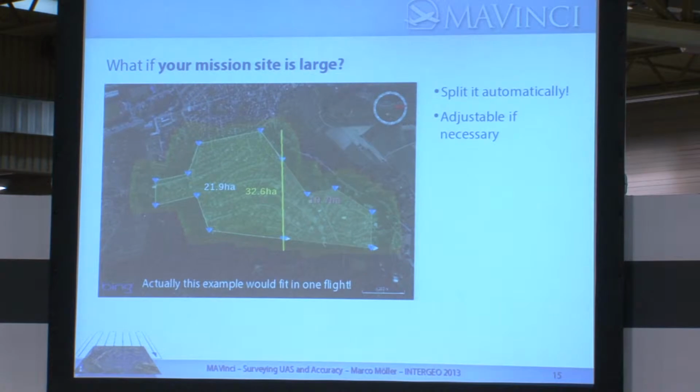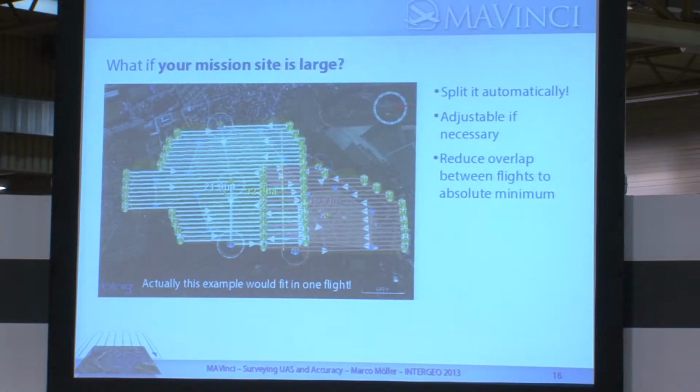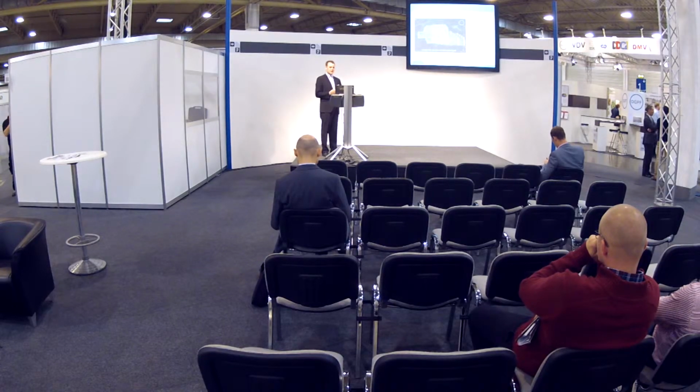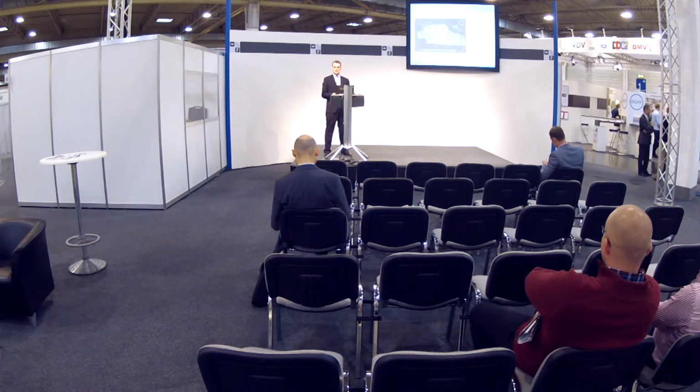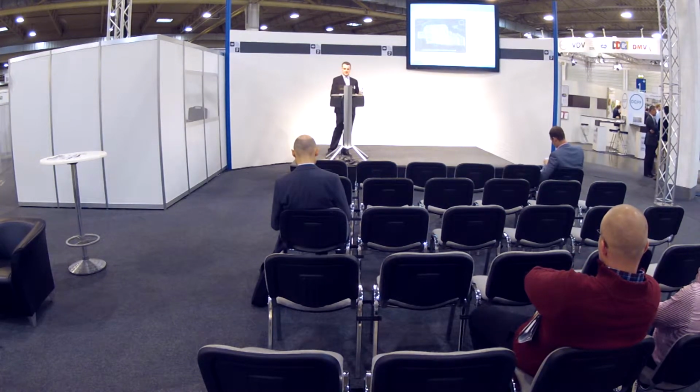Next question, what if you have a really large mission site? So I have here basically the same area as before. So this would fit in one flight plan, but you also could split it. And if it becomes too large, the software will also suggest the splitting for you. And then you have done this in 2 or maybe in 10 or 20 different flights. And the overlap between the flights will be as small as possible, but not smaller. So you have a perfect overlap without wasting flight time. So this is the part about planning your flight.